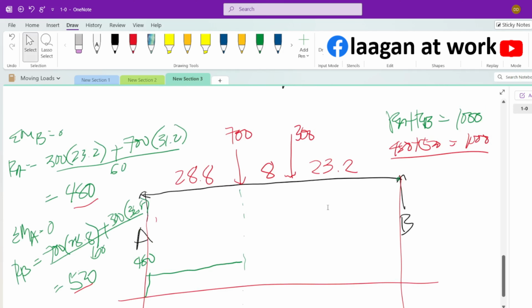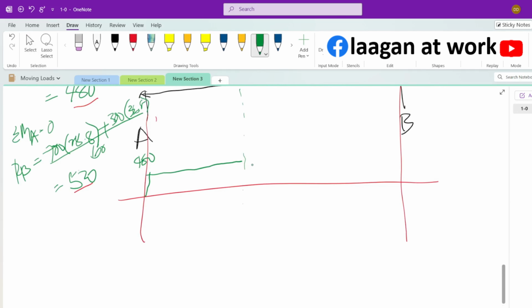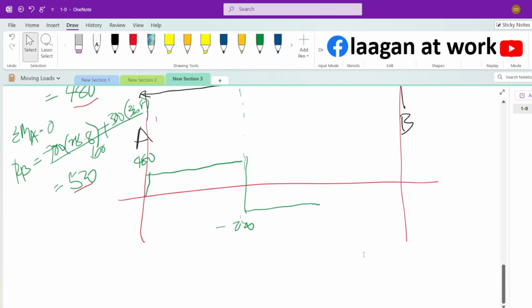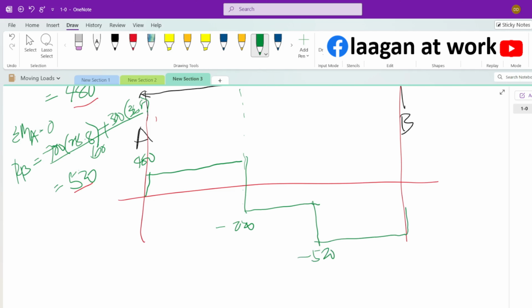That would be 480 minus 700, so that's minus. It will go down to minus 220. Then it will go straight again. Then down by minus 300, so this is minus 520, straight again. Then the reaction at B, which is 520, brings it back to 0. So it should be 0.